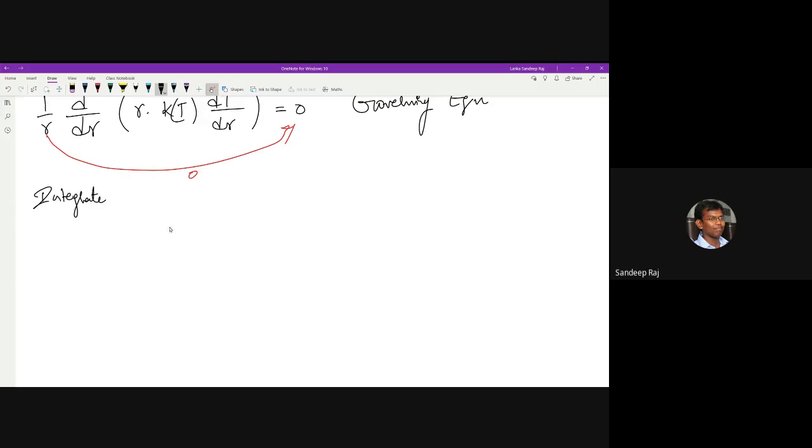D by dr will go out, and r into k of T into dT by dr will turn out to be some constant value C. So that's how your C will be like. Okay, that's how the C is. Now that you got C, then you integrate it again by doing variable separable over the limits given.